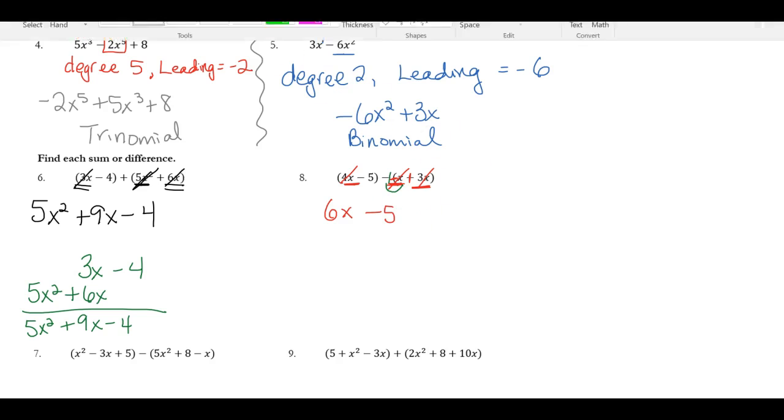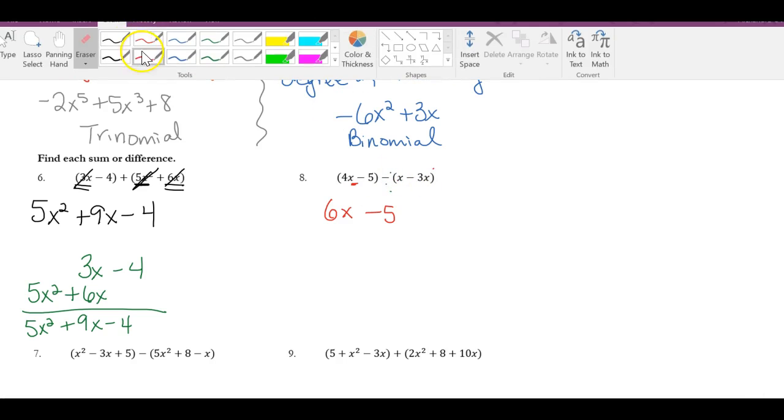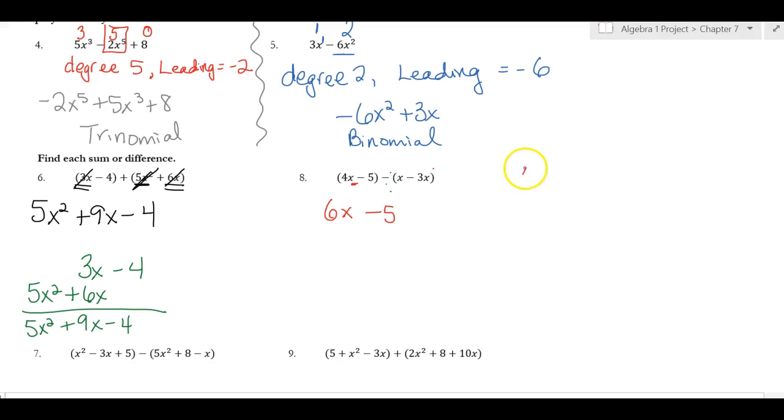So let me show you vertically how to do that. Let me erase this stuff so we can see it. So what I would do here is I would do 4x minus 5. And then remember, I'm changing these signs, so that becomes a negative 1x. And this becomes a positive 3x, so I line all those up. 4 minus 1 is 3, plus 3 is 6, so 6x minus 5.